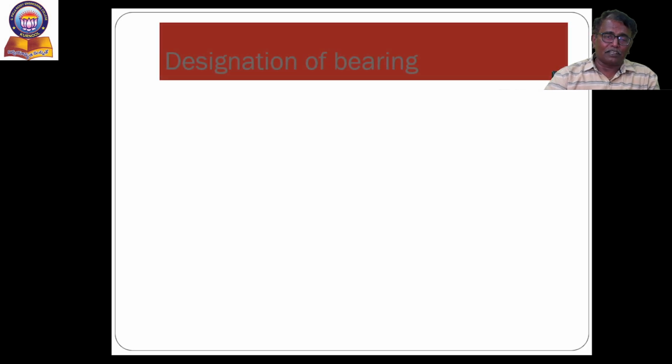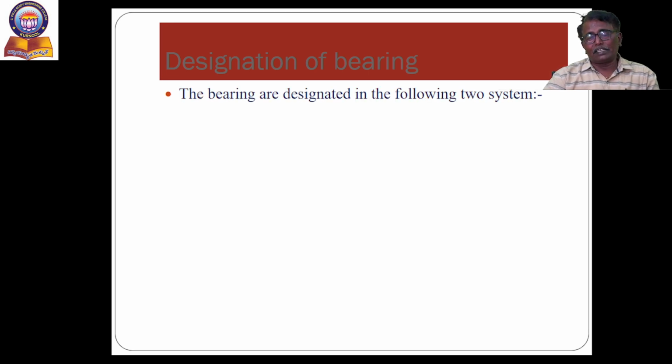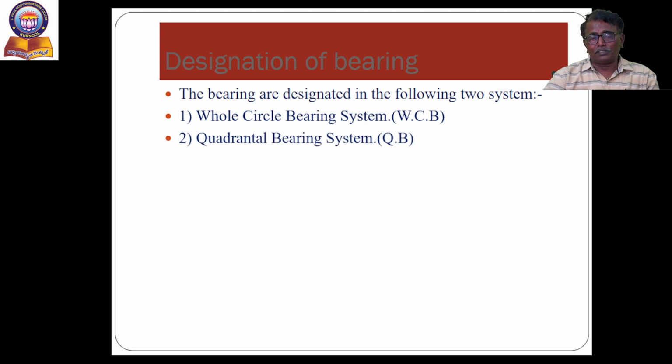That we will study later. Next is designation of bearings. The bearings are designated in the following 2 systems. One is whole circle bearing system. Second one is quadrantal bearing system.